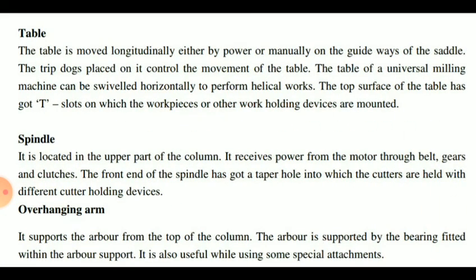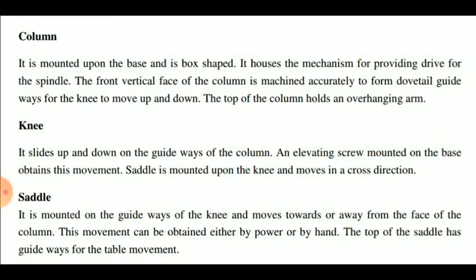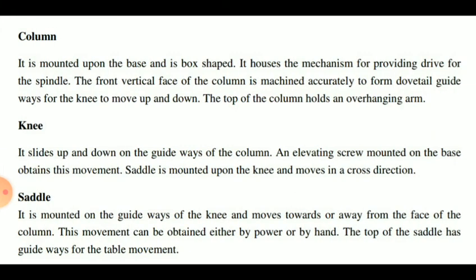The next part, that is the saddle. The saddle is mounted on a guide wedge of the knee and moves towards or away from the face of the column. This movement can be obtained either by power or by hand. The top of the saddle has guide ways for the table movement.